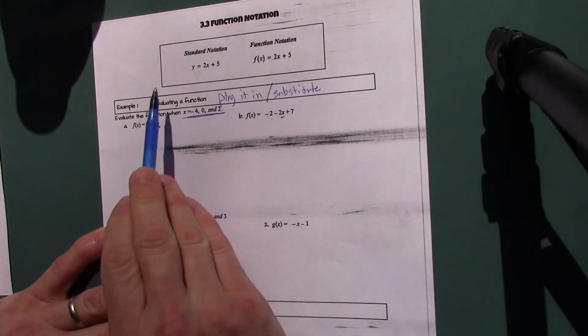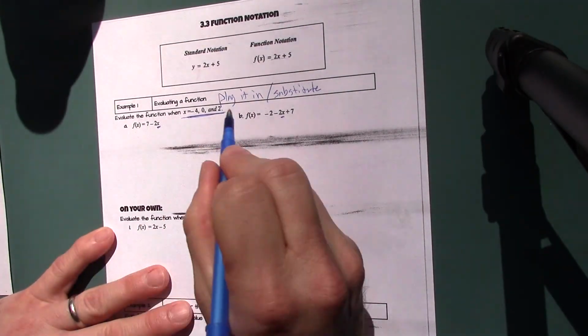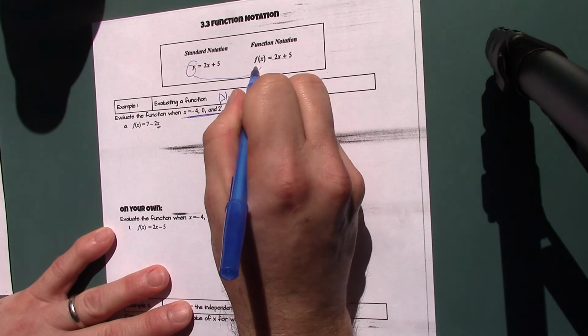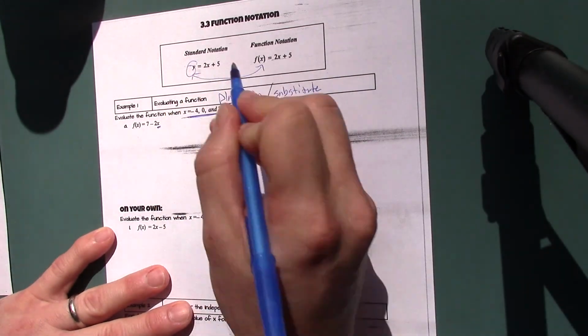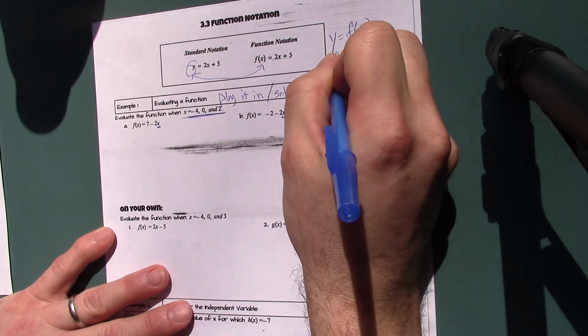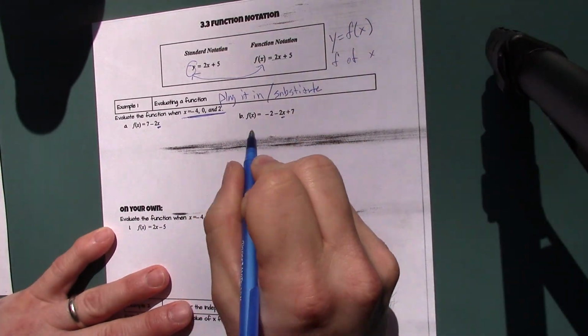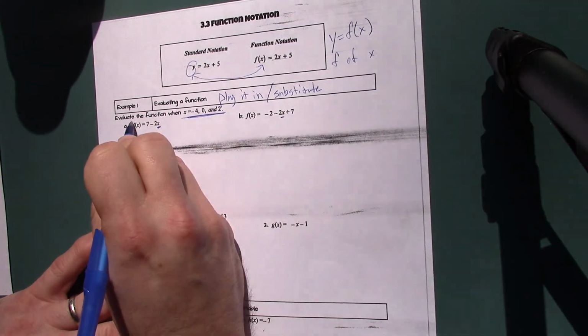This is called function notation. It says it at the top. Function notation, this f(x) thing really just means y. They are interchangeable actually, right? So y equals f of x. This is pronounced "f of x." Now, all that means is don't worry about what this says.